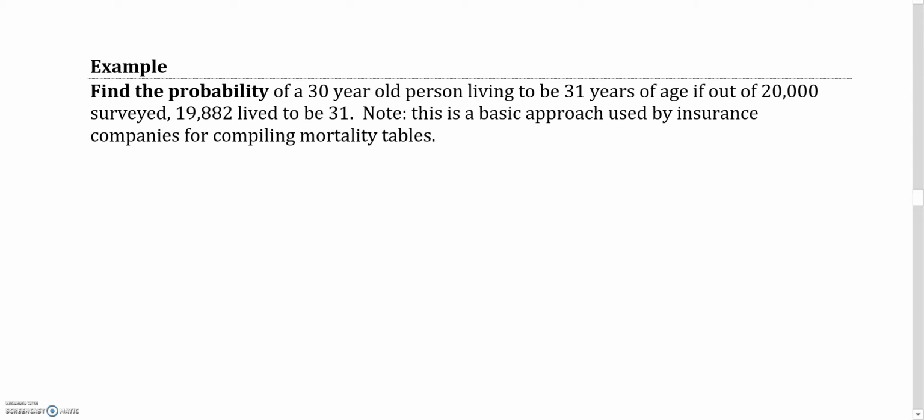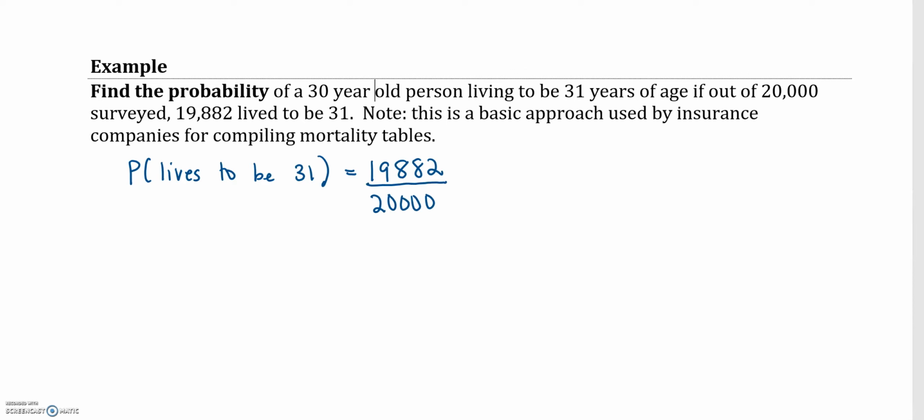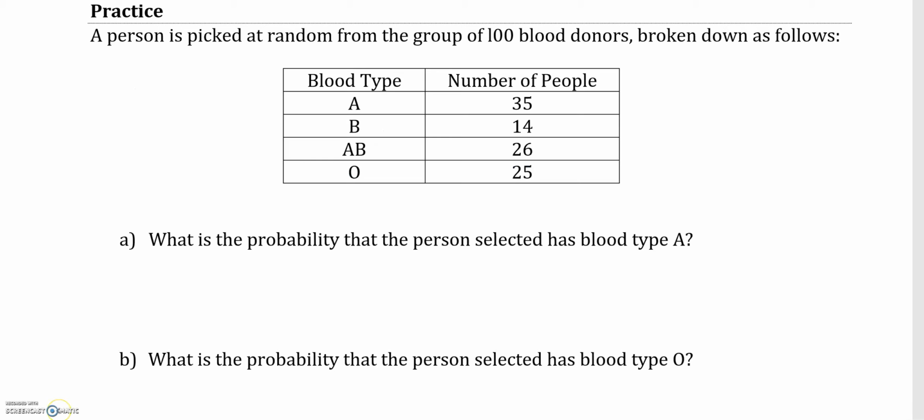So the probability that someone lives to be 31 can be predicted from what we know has happened in the past. So in the past, we had 19,882 that lived to be 31 out of 20,000 people that were surveyed, and this can be written as 0.9941.